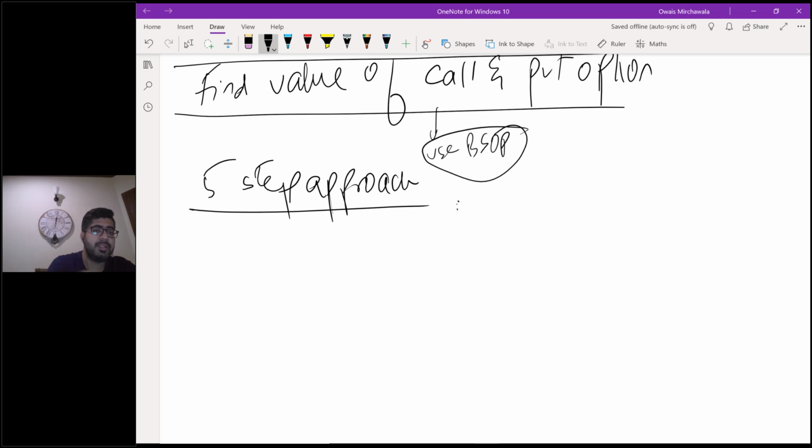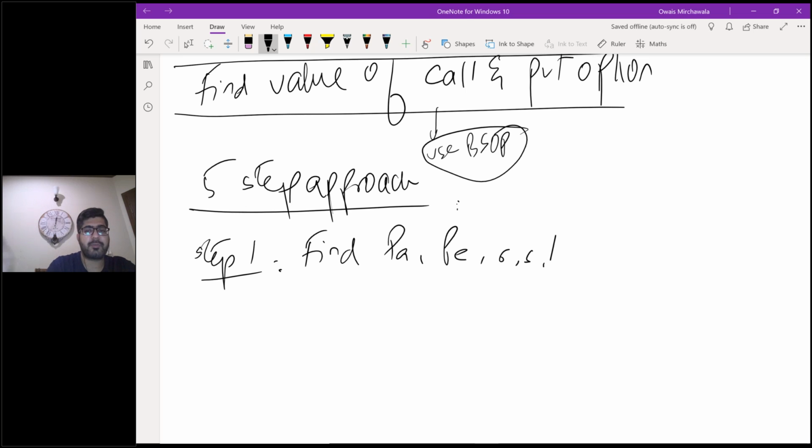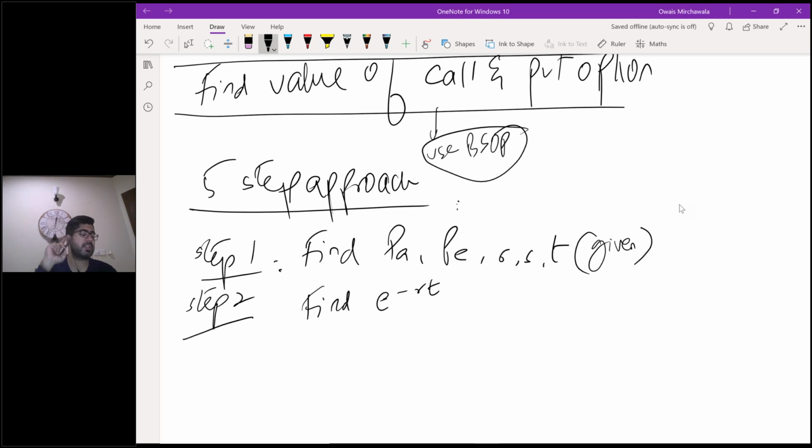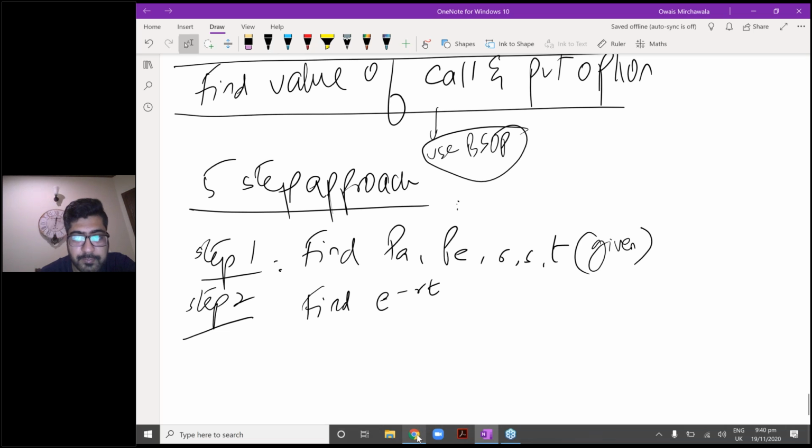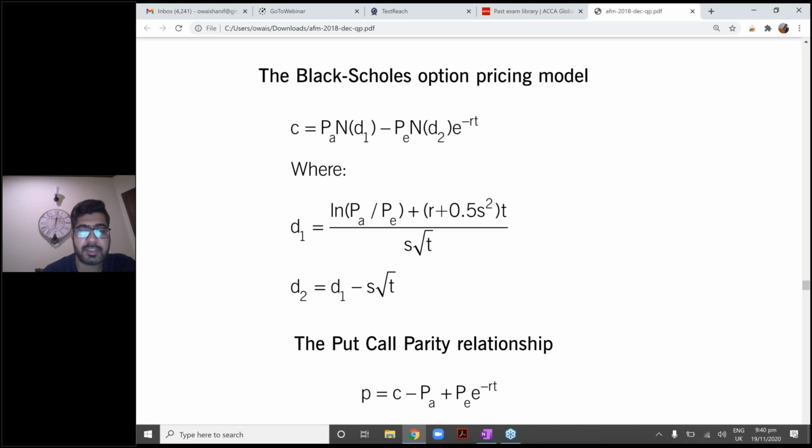The first step is to find PA, PE, RST from the question. Just try to find PA, PE, RST from the question. All these values will be given. You have to find them from the question, but there's a guarantee it will be given. Step 2. Find E power minus RT, because that's also a thing in the BSOP formula. See, E power minus RT, right in the corner.